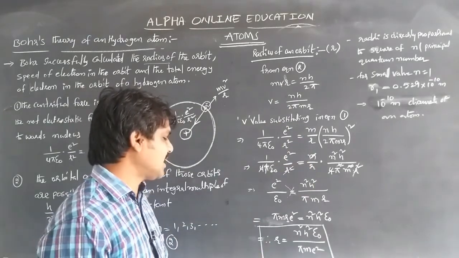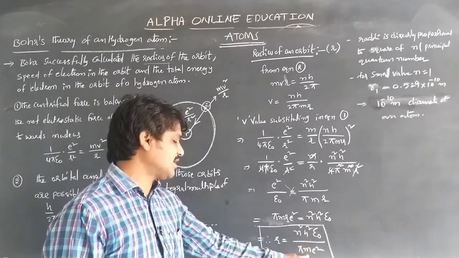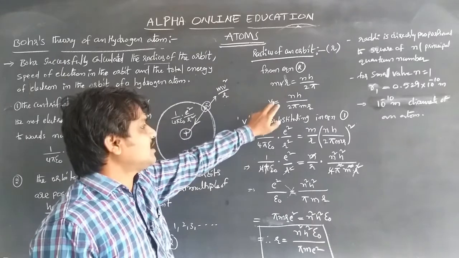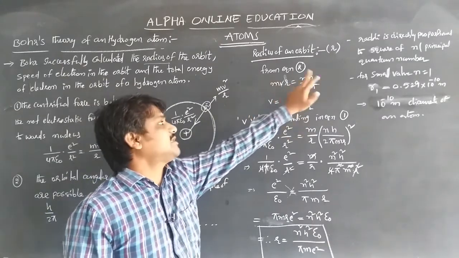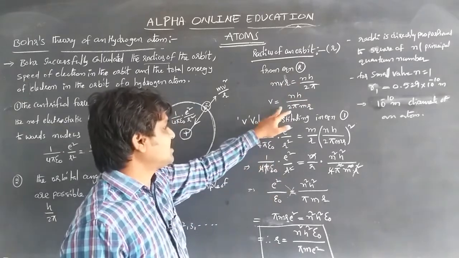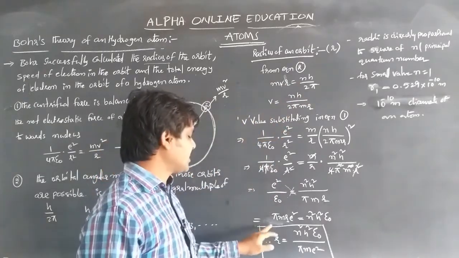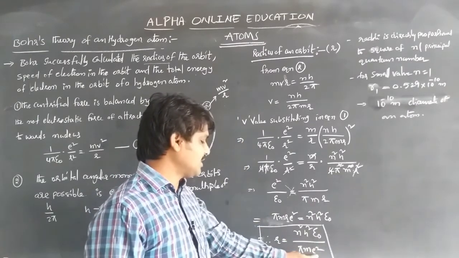r is equal to n square h square epsilon naught by pi m e square. Once again, from equation 2 we write that the velocity v is equal to nh by 2 pi mr. Substituting this v value in equation number 1, by calculation we get r is equal to n square h square epsilon naught by pi m e square.